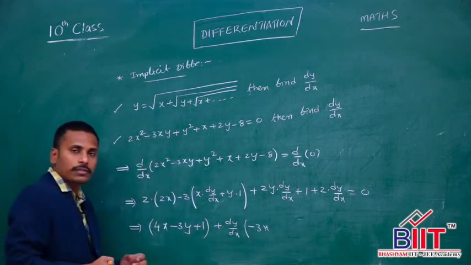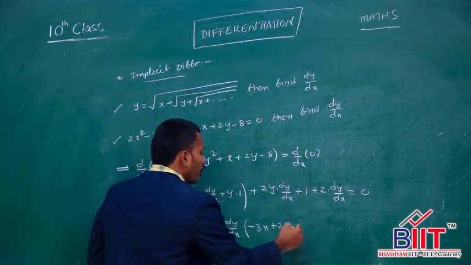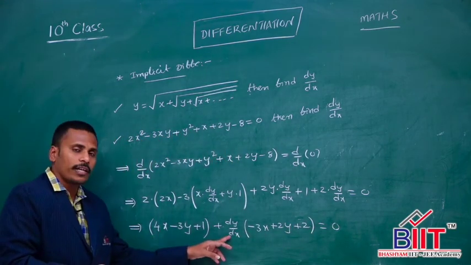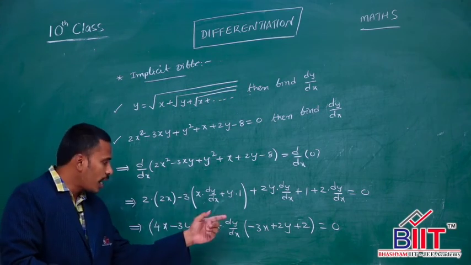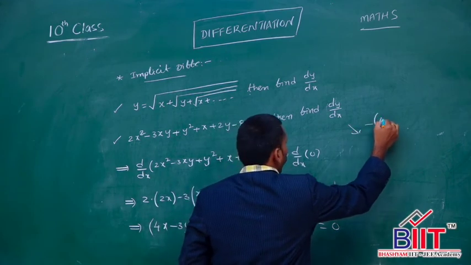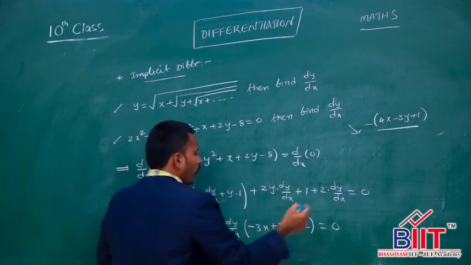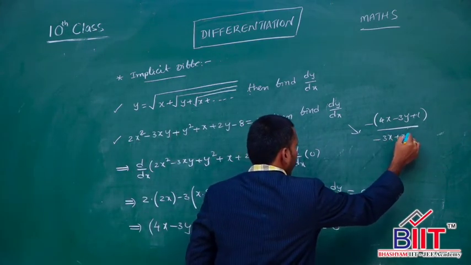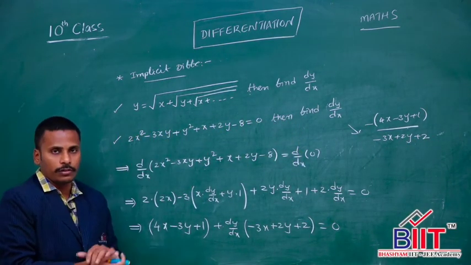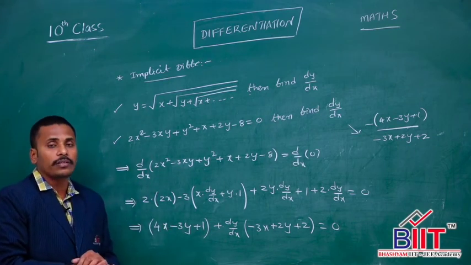So (-3x + 2y) dy/dx + (2y + 2) dy/dx + 2 = 0. Now I need dy/dx, right? Send this term to that side and divide by the other one. So your answer finally is -(4x - 3y + 1) divided by this one, which is (-3x + 2y + 2). So that is dy/dx finally for this function. Finding derivatives for these types of functions in this manner is considered implicit differentiation.